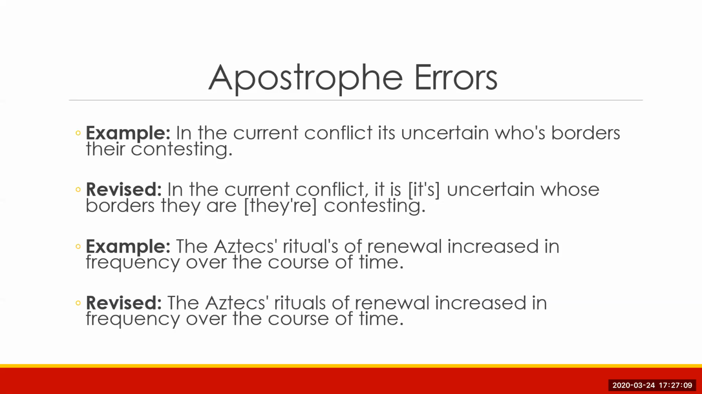An apostrophe should only be used when talking about possession, and also when contracting. Those are the only two times you will use apostrophes. There's really no other need to use them outside of that.